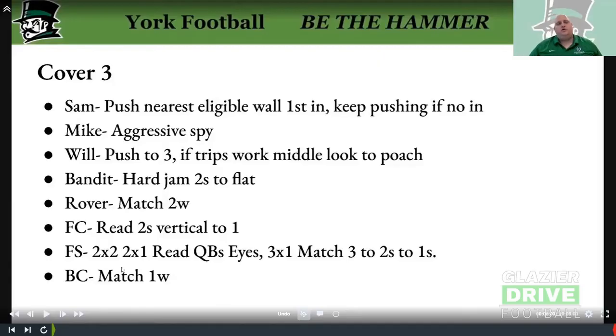Free safety, 2 by 2 or 2 by 1. He's reading the quarterback's eyes. He's going to sink, right? He's going to slow pedal sink to the first look. And then he has a count in his head: 1,000, 2,000. On that 2 count, if the quarterback is still looking on that side, his eyes will snap to that side, and he's going to break on the deep receiver on that side. If the quarterback gets the snap, looks one way, and then snaps the other way before 2, he is going to sprint with his eyes on that side of the field, looking for a deep route to go make a play on. If it's trips, he's going to match 3 vertical. He has 3 to 2 to 1.